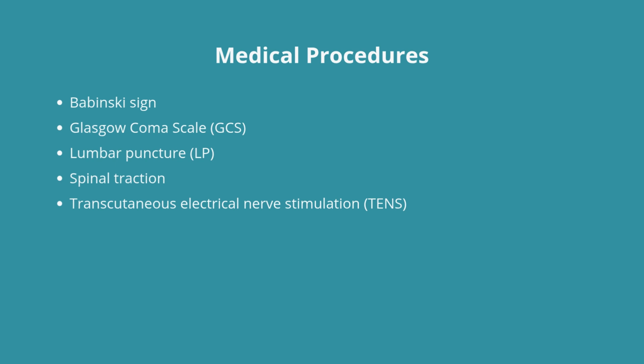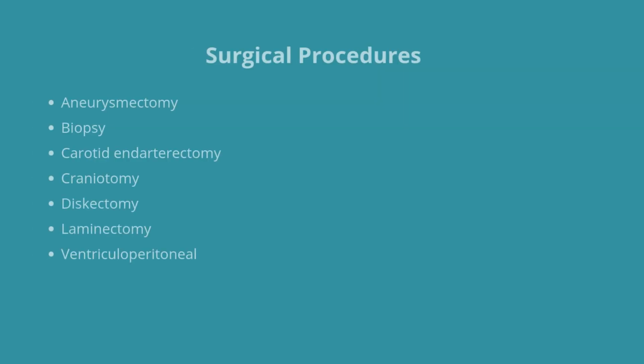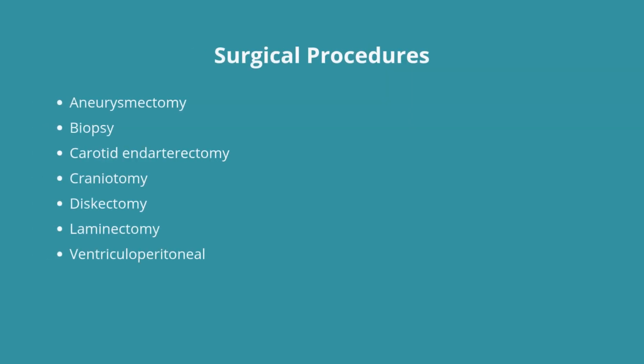Medical procedures include the Babinski sign, Glasgow Coma Scale, lumbar puncture, spinal traction, and transcutaneous electrical nerve stimulation. Common medications include analgesics, anti-seizure medications, corticosteroids, drugs for Alzheimer's disease, drugs for neuralgia and neuropathy, and drugs for Parkinson's disease. Surgical procedures include aneurysmectomy, biopsy, carotid endarterectomy, craniotomy, discectomy, laminectomy, and ventriculoperitoneal shunt.